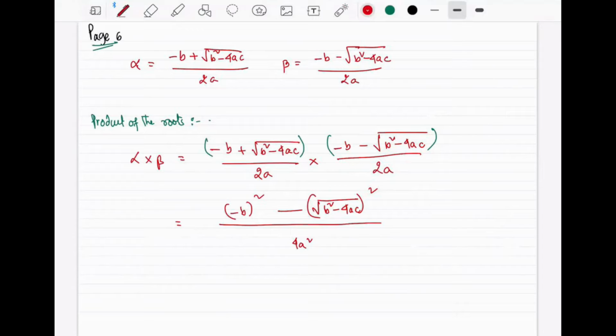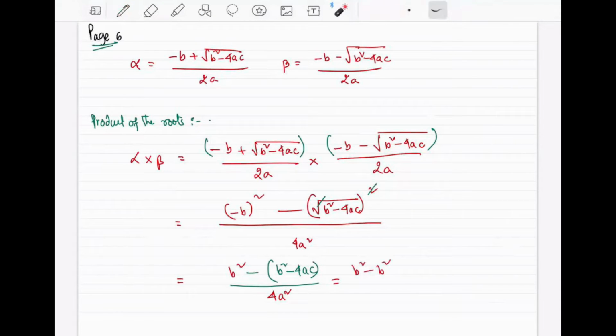Okay, let's put down the values. First term, we are going to get b square only. Second term, square and root is cancelled. So there is a minus sign and there is a bracket. So b square minus 4ac is remaining, divided by 4a square. Let's open the bracket then. B square minus b square. There is a minus sign in front of the bracket, so you have to multiply the minus sign in the middle when you open it. Minus minus, we are going to get plus. Plus 4ac by 4a square. Okay, look, these two can be cancelled out. B square minus b square is 0. Cancel out. What is remaining then?